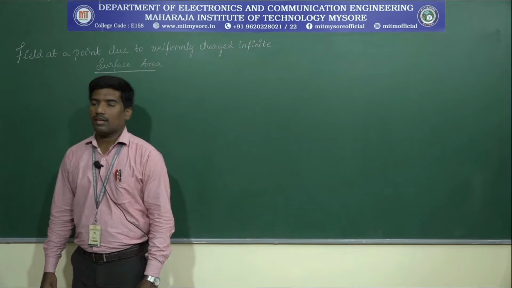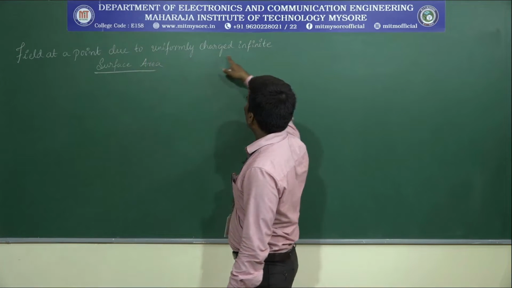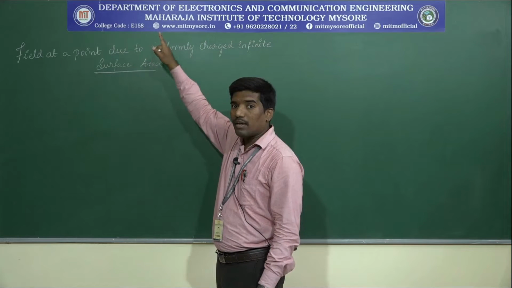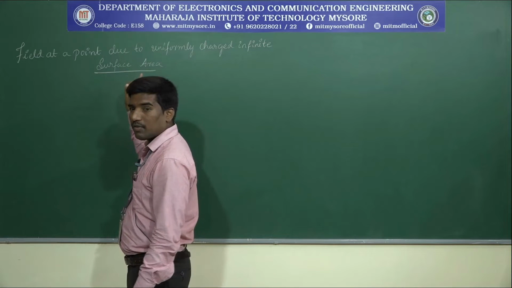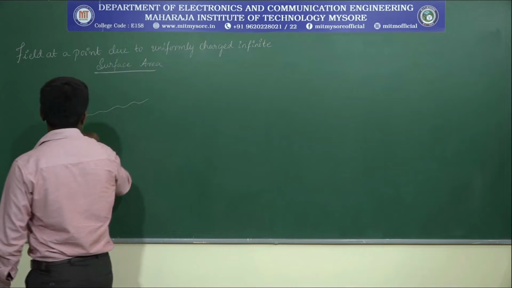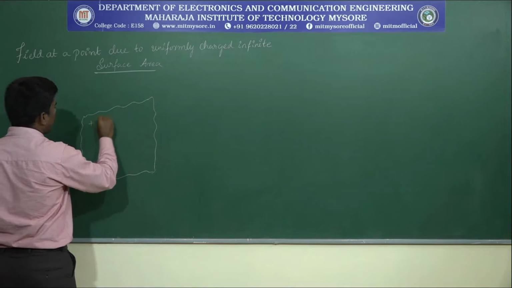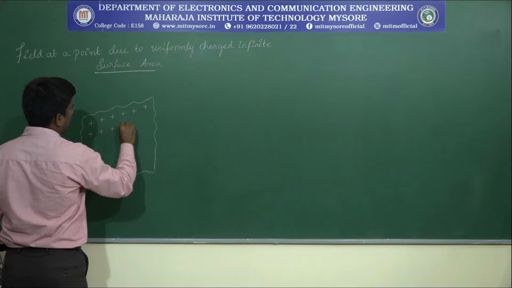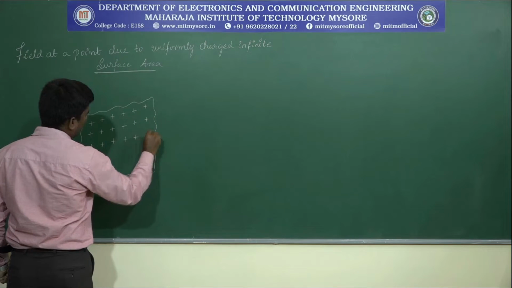So let us start with the next derivation, field at a point due to surface charge, infinite surface charge. Field at a point due to uniformly charged infinite surface area. The previous one was infinite line charge. Here, infinite surface charge. So let us consider an infinite surface of uniformly charged area.